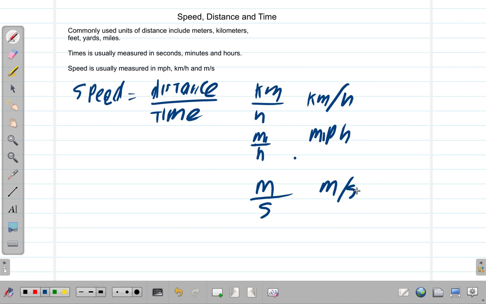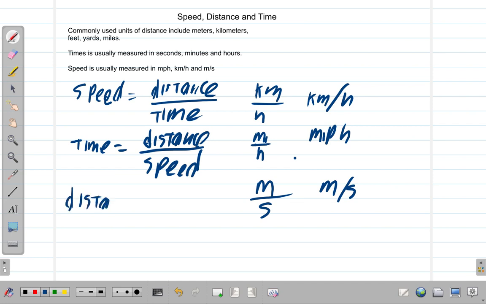Now, you can always transpose this formula to say time is the distance divided by speed, and also distance is equal to the speed multiplied by the time. Alright? But the basic idea is that speed is distance divided by time.